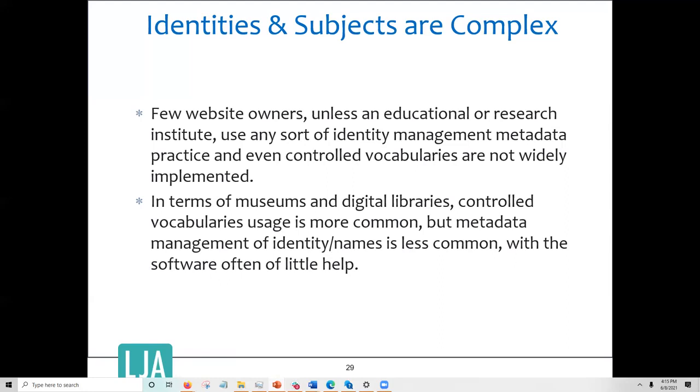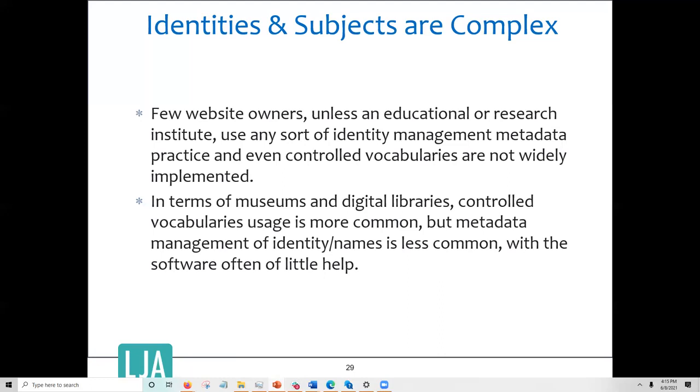They may not be using even tags. So they may have a category, or their category may just be chronological and there's no real organization to it. In terms of museums and digital libraries, controlled vocabulary use is much more common, certainly more common than the web. It is typically more common than even identity and name management.